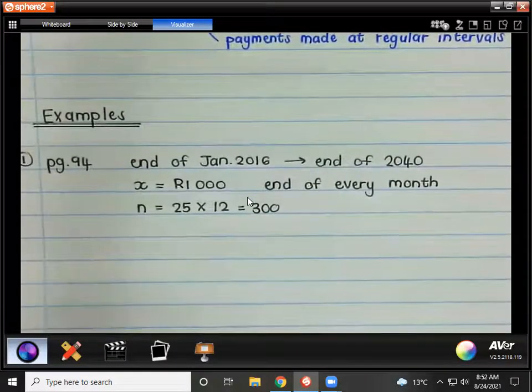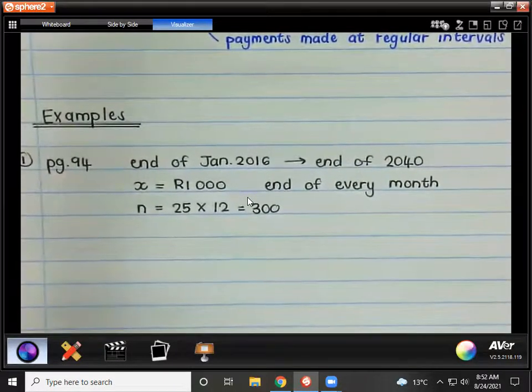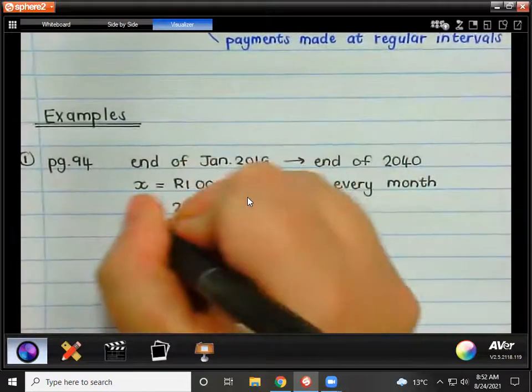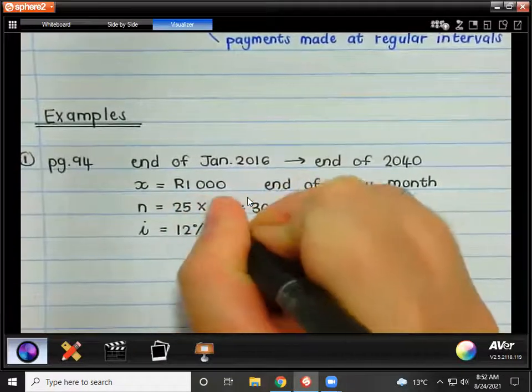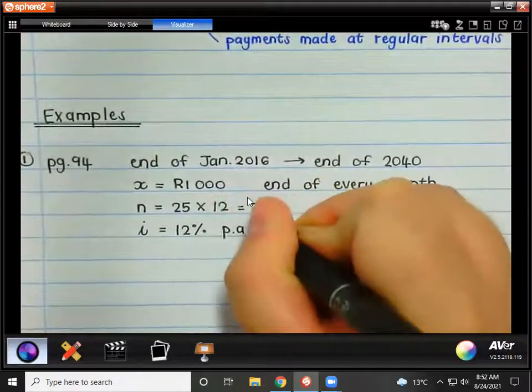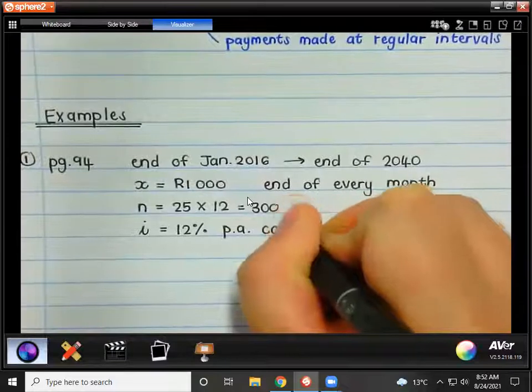Okay, the growth of money in the pension fund is calculated at, so now they're giving us the interest rate, 12% per annum, and then compounded monthly, obviously.